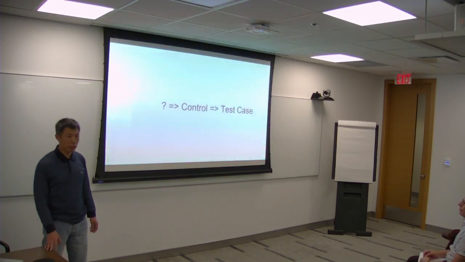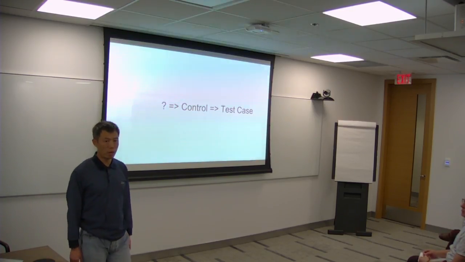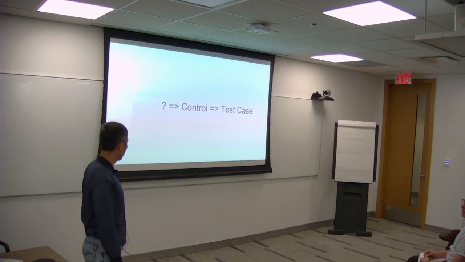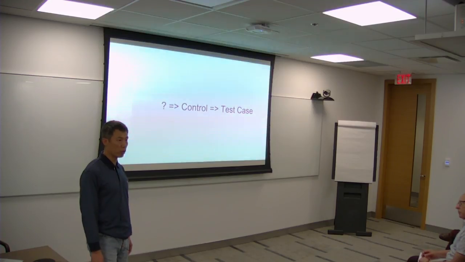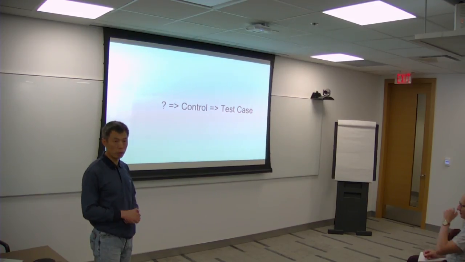So previously, we talked about how the test cases are really decided by security controls. So the question is, how do we know which security controls we should use? Anybody want to give a try? How do you know which security control we should implement?